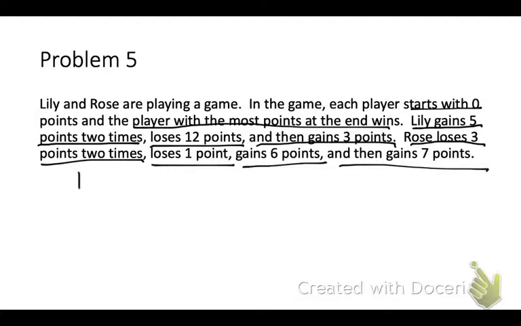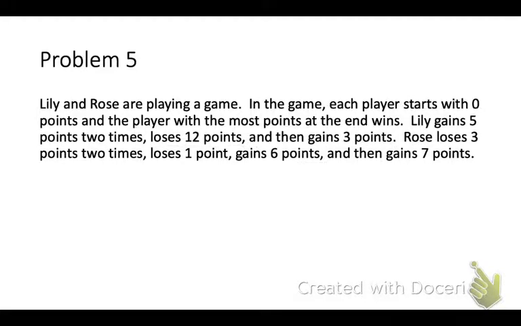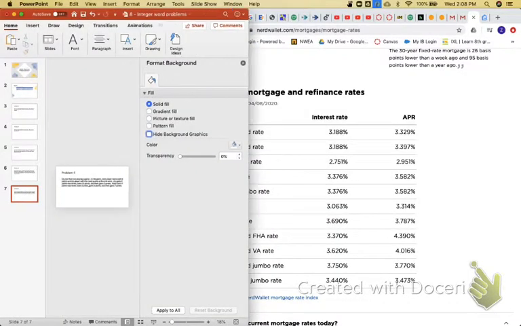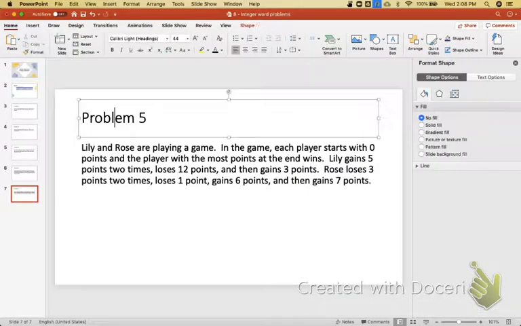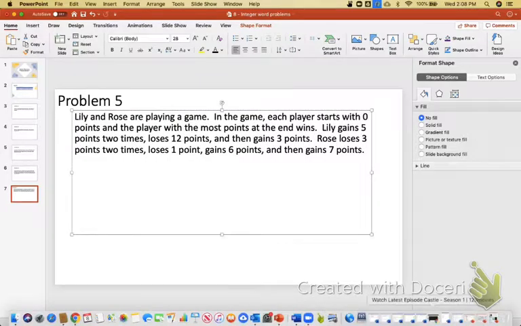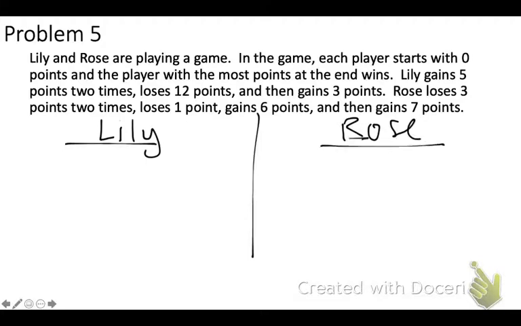So we're going to split this up into Lily and Rose. Okay, each of them is going to have an expression. And I'm going to run out of room to do this, so give me 1 second. Alright, so again, Lily, Rose. They both start at 0. We're going to start with Lily.